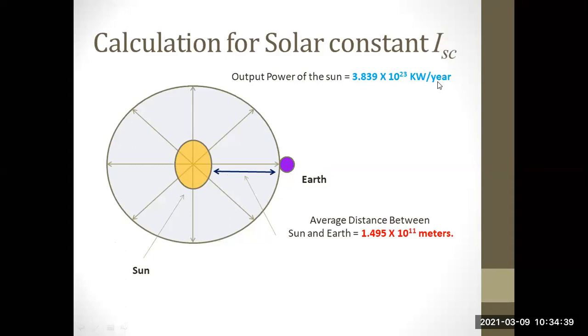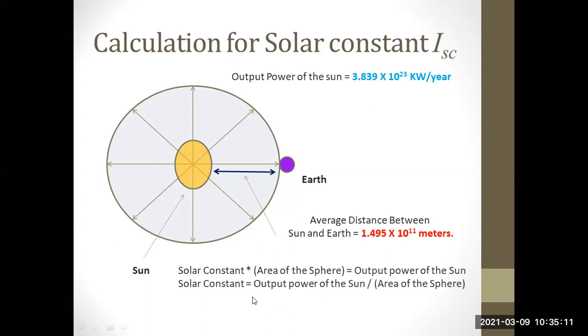So it is clear that we have to find a mathematical equation that gives a relation between three factors: first, the output power of the sun, then the average distance between the sun and the earth, and our solar constant. That equation is something like this: solar constant multiplied by the area of the sphere is nothing but the output power of the sun. Here the area of the sphere indirectly represents the average distance between the earth and the sun.